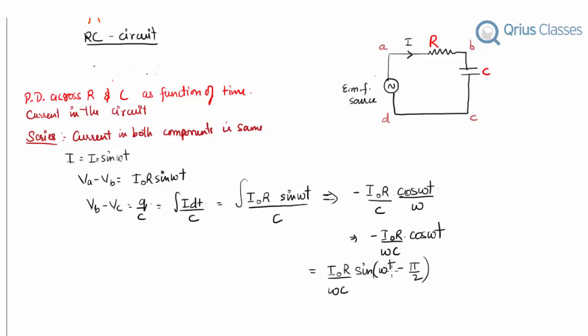So we can say that this will be our form, right? It is clear that this will be VB minus VC as a function of time, and VA minus VB we know is I naught R. So if we want to find out, sorry, there is no R in this here.